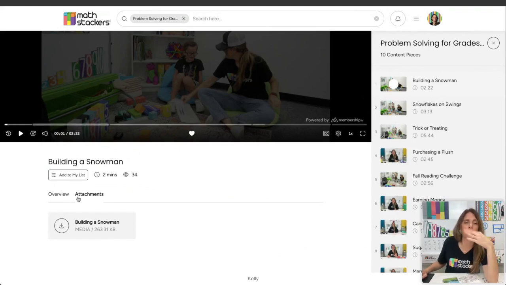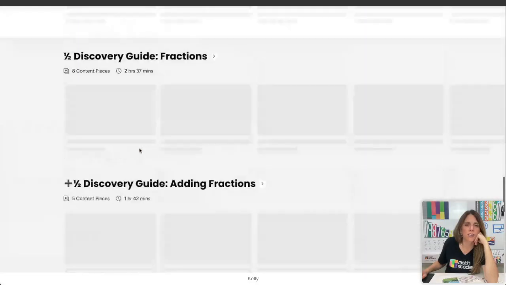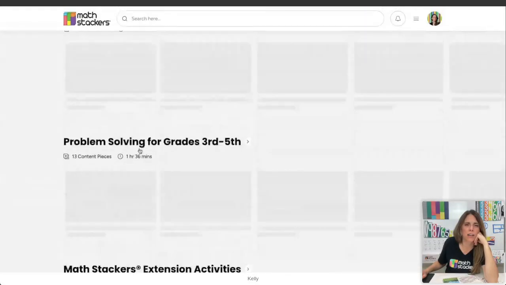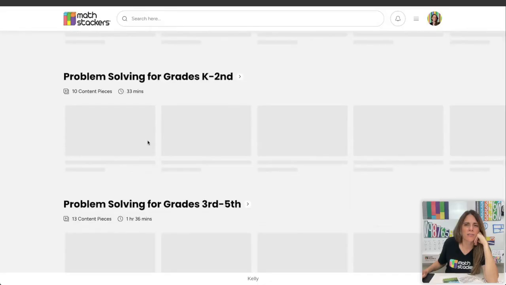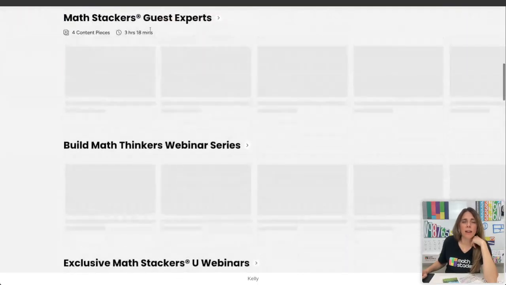But there's a station card with that problem on it that you can print out and share with your kiddos and do that. And they all have one of those. Each of these problem solving videos down here has one. It's not really loading. Are we still here? Let's see. Ay caramba. Anyway, these will pop back up.